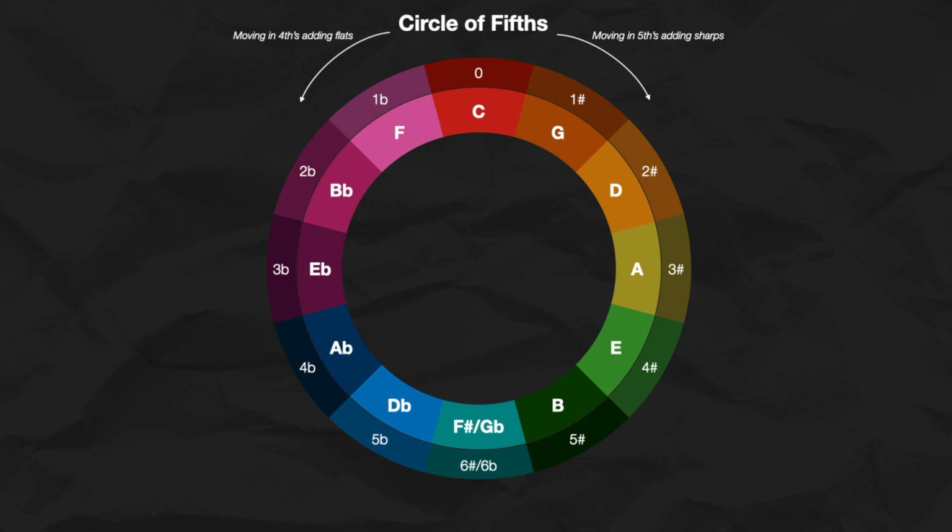This outer ring tells us how many sharps or flats are within those keys, but it doesn't tell us which ones are sharp or flat. It doesn't tell us which notes are sharp or flat in that key. So we have our order of sharps and our order of flats. Our order of sharps is just our circle of fifths starting from F. So as you can see, F, C, G, D, A, E, and B is actually our order of sharps.